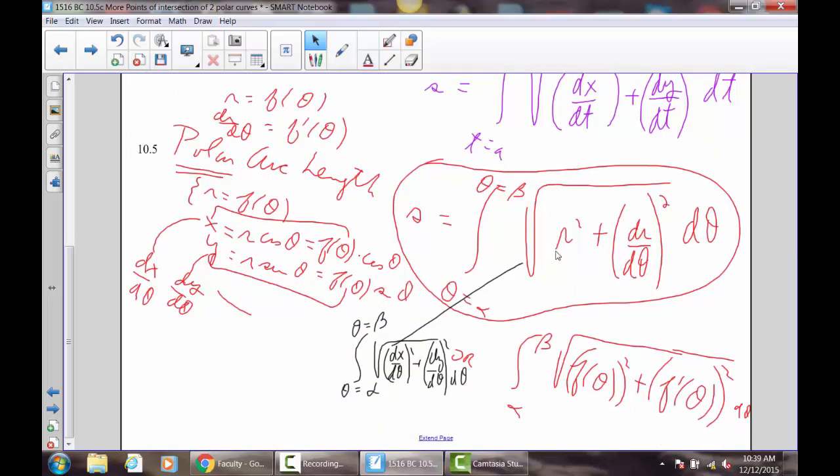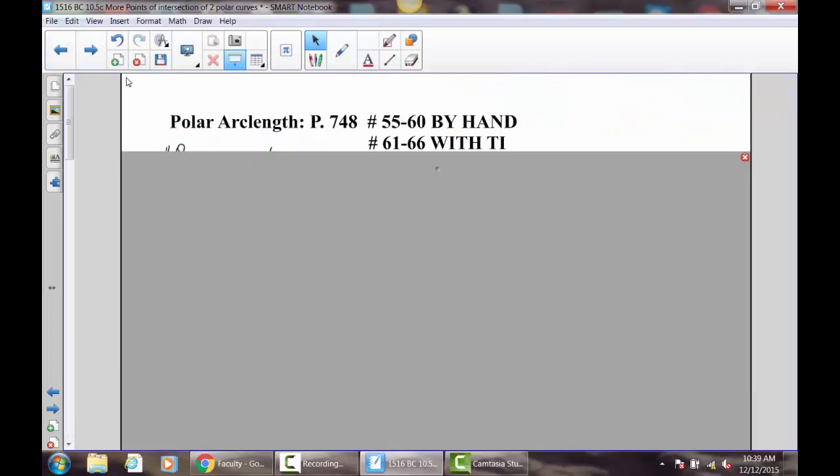So just trust me on this one, that it's the integral from theta equals alpha to theta equals beta of the square root of r squared plus dr d theta all squared, d theta. Okay, so r squared and then dr d theta squared. So let's look at an example.